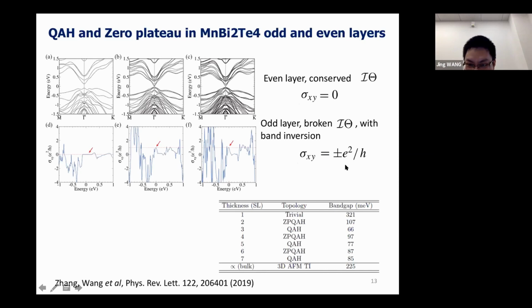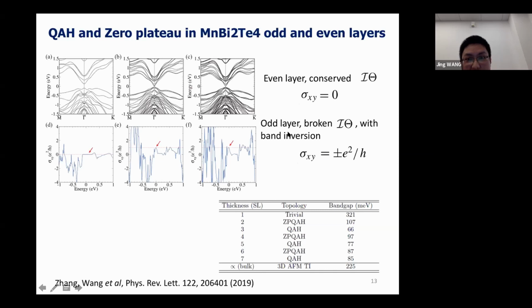You can see from the band structure calculation that for three septuple layers and five septuple layers, the Hall resistance is quantized to plus one. So that's the basis for this material. You have the interesting even-odd effect, where even layers act as an insulating state, while odd layers give you the quantized anomalous Hall effect.